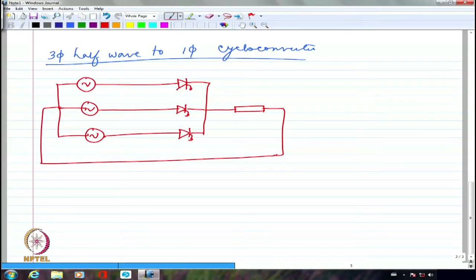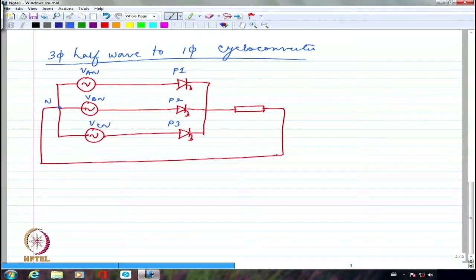We have not included the N converter because this is a P converter. If I may call this as the P converter, I should call this as P1, this is P2, and this is P3. And this is VAN, this is VBN, and this is VCN, with this being the neutral.